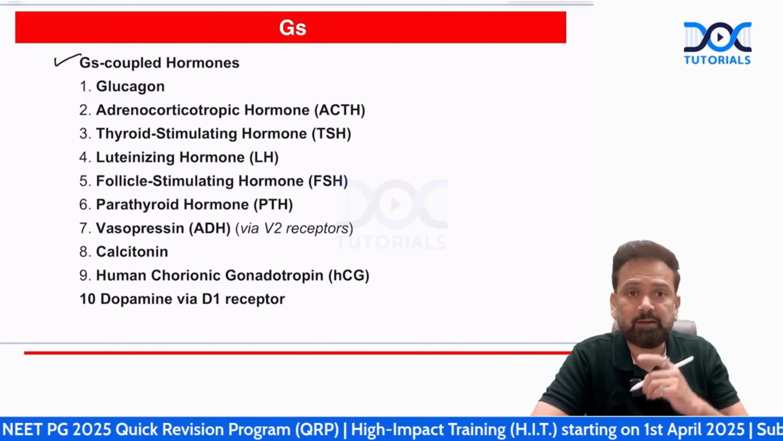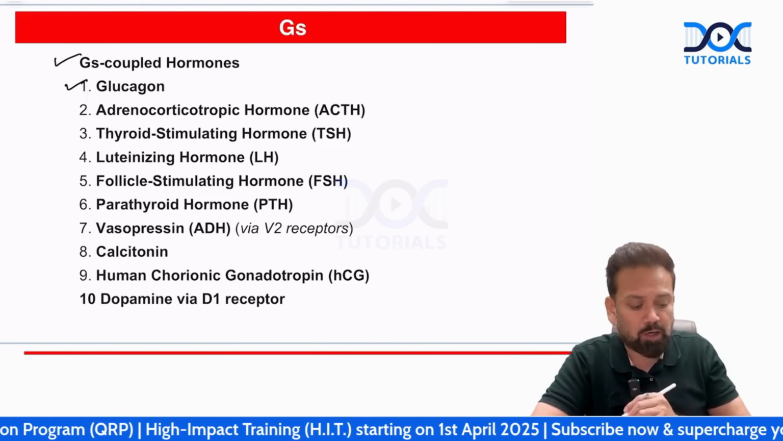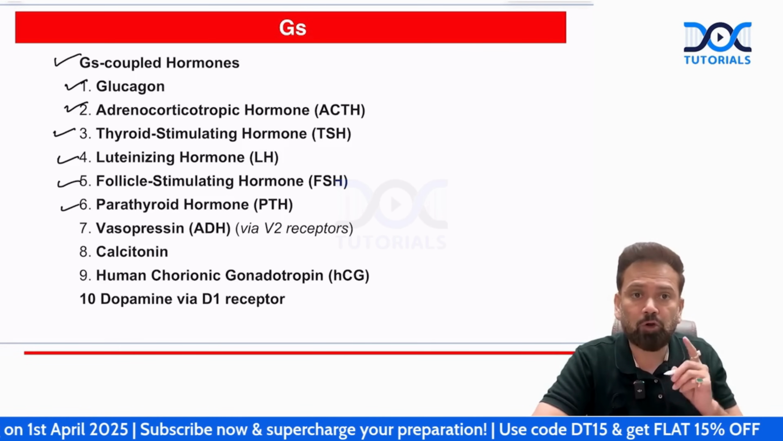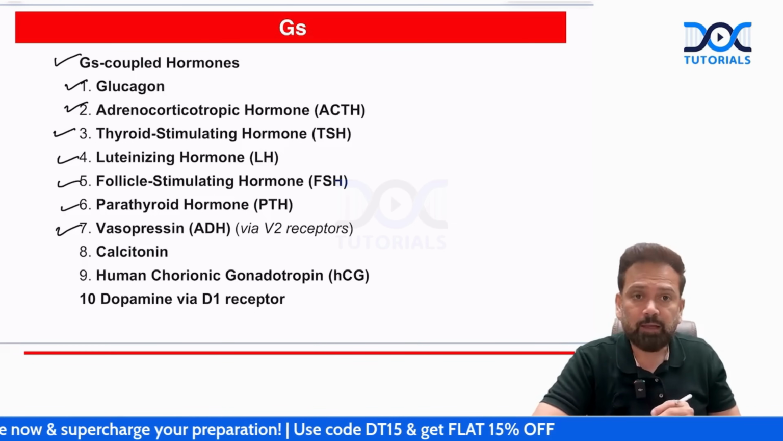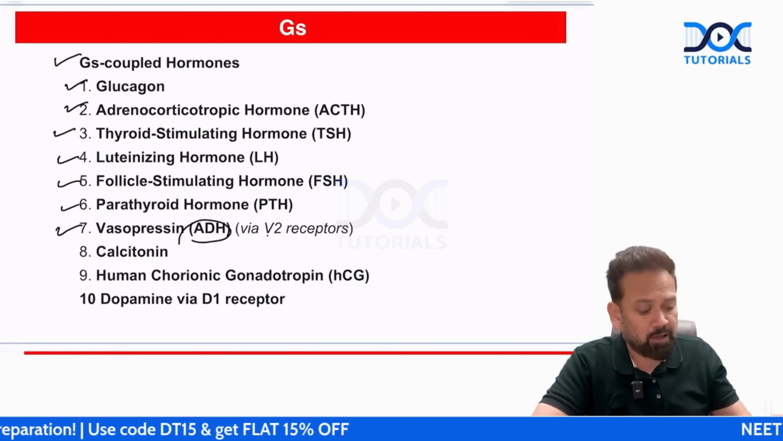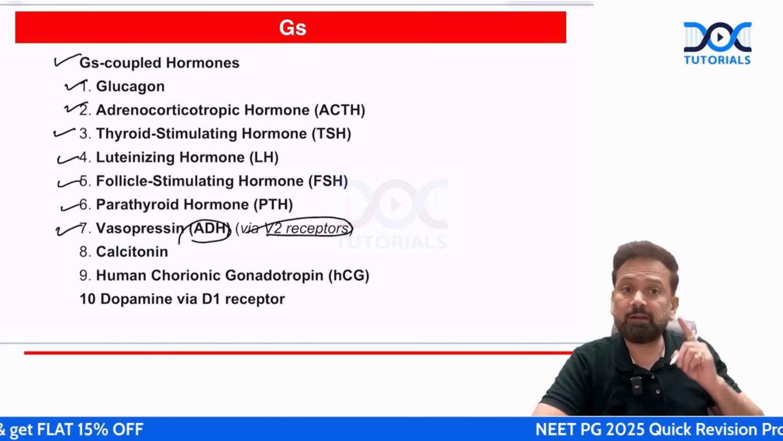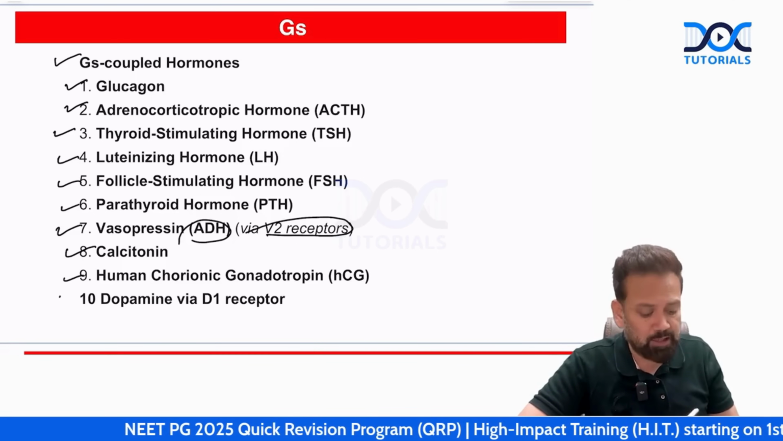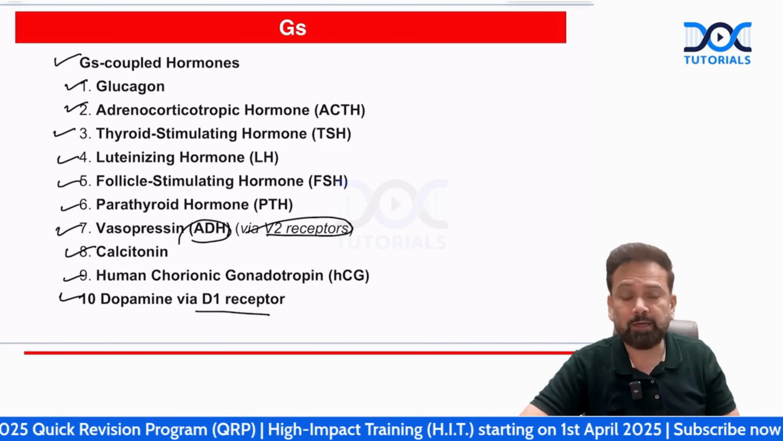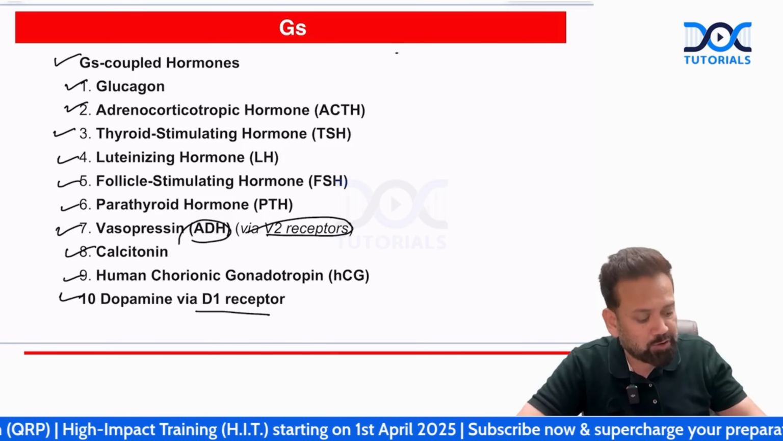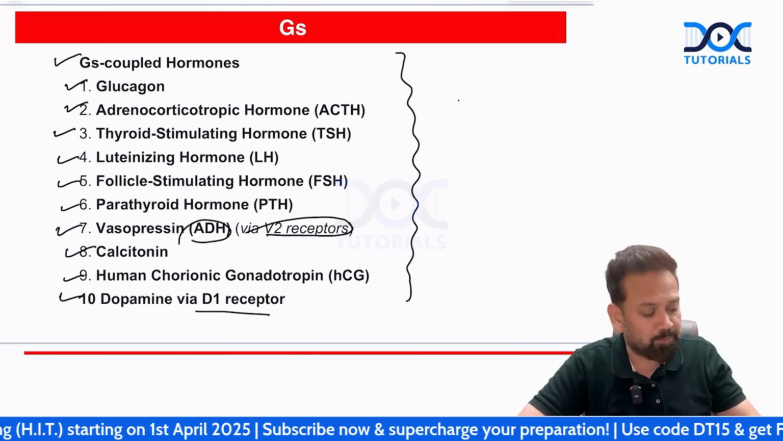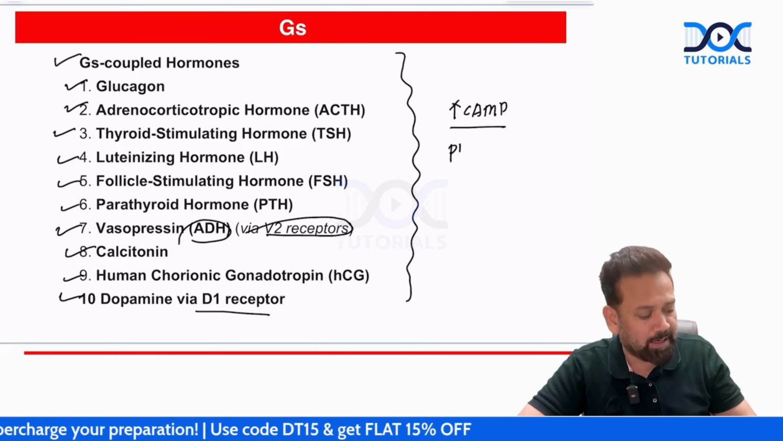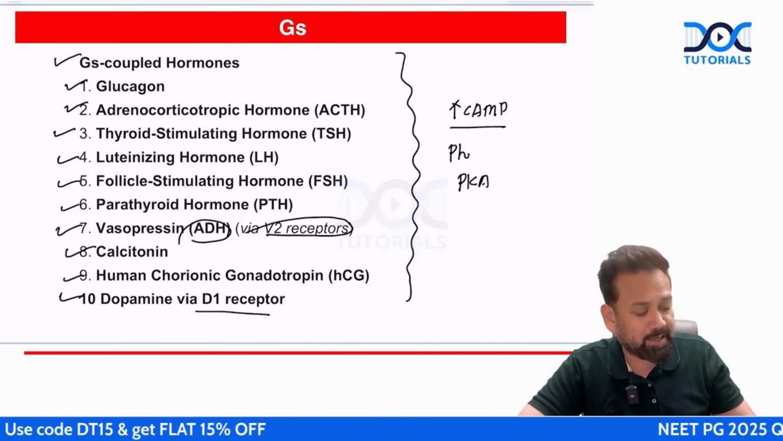G stimulatory, increasing cyclic AMP. The number one example is glucagon, then ACTH, then TSH, LH, FSH. Parathyroid hormone also works on G stimulatory. Then vasopressin. Now ADH has three receptors, V1, V2 and V3. V2 receptor acts on GS. V1 and V3 will act on GQ. I will discuss later on. Calcitonin, human chorionic gonadotropin, HCG. Then dopamine via D1 receptor. Again, there are D1 and D2. D2 is GI. I will tell you later. So these all act on G protein coupled receptor. These all will increase cyclic AMP and ultimately they will phosphorylate whom? Protein kinase A. Same mechanism.